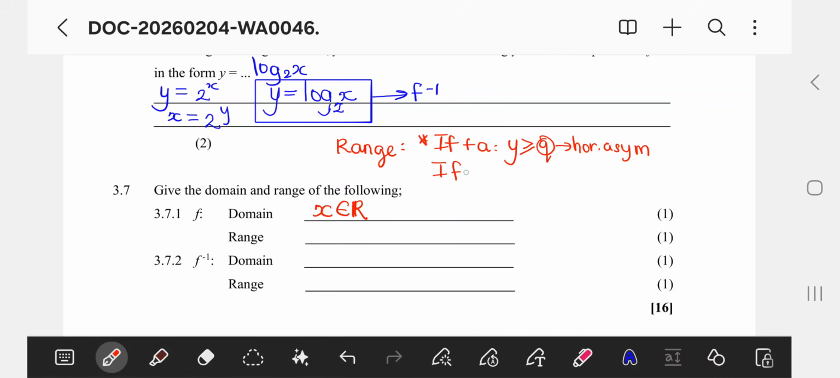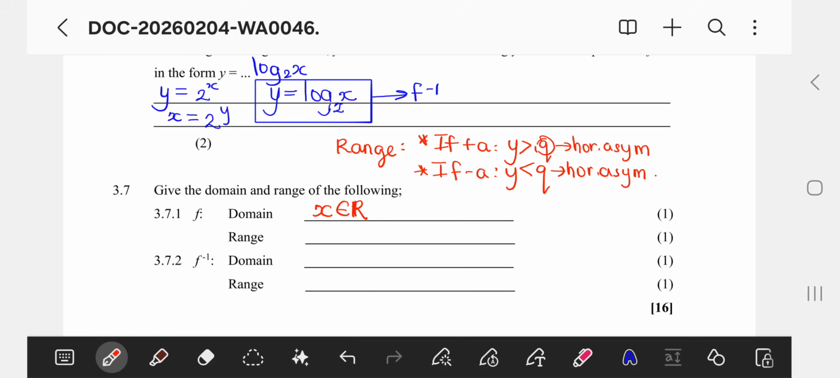If it is a negative a, then we say y is less than q. That is the horizontal asymptote. The reason why we shouldn't have the equal to in it is because the graph cannot equal that y value because it's the asymptote. So it could either be everything above or below.